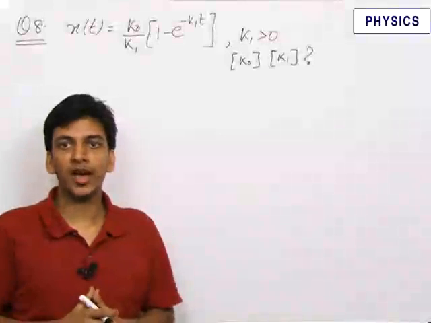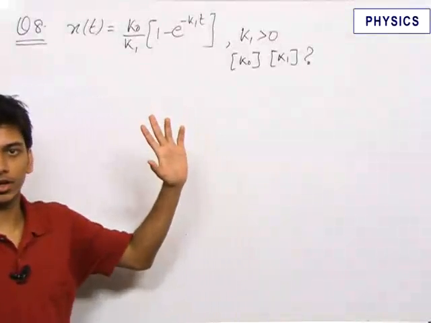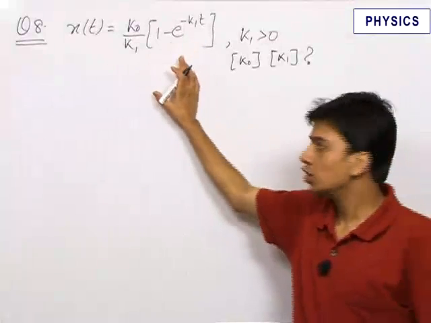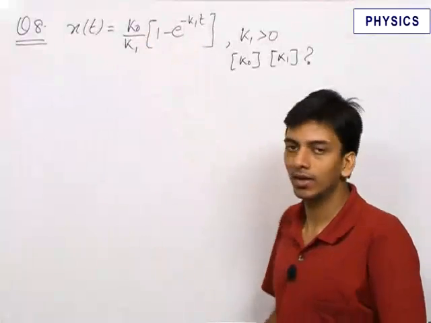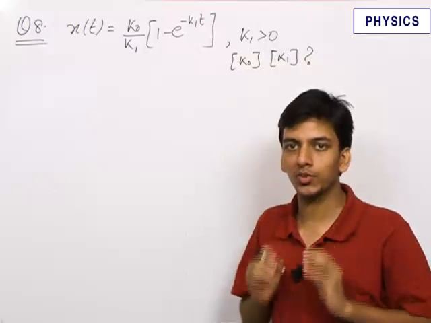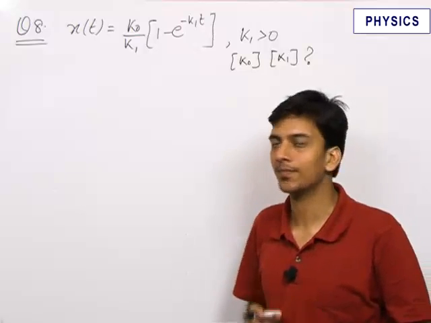This is the 8th question we have in hand. There's some formula given here of x as a function of time. So here we have two constants k0 and k1. The first thing is, do not get scared by these equations, because the more difficult the equation seems, the easier the question is.